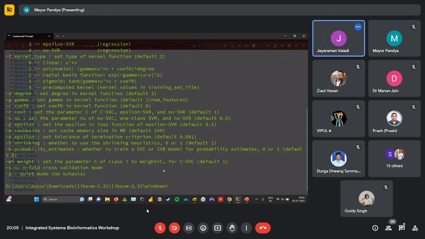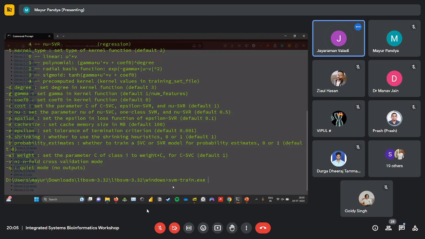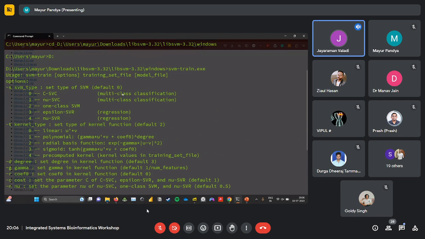So let us try to use a linear kernel first. Yeah, use a linear kernel, Mayur. SVM train. We will use minus S zero. Mayur, start with minus S. Now minus T zero is the linear kernel. You just see up. Minus T zero is the linear kernel. For the linear kernel, we may not have any parameters because we are classifying in the original space, so there is no need to use any other parameters. So minus T is zero.